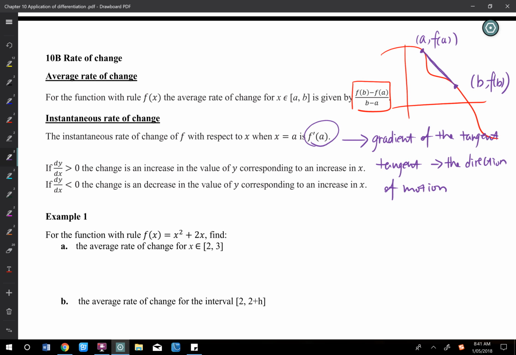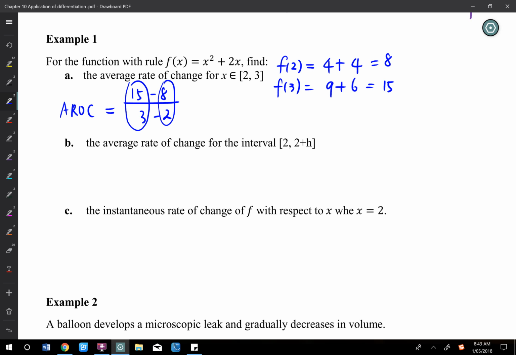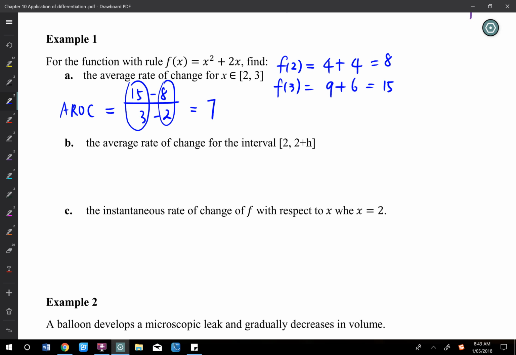Then I will use the average rate of change, where we subtract the y values and subtract the x values. The value in the front must be a pair of coordinates, and this must be a pair of coordinates. You can't go 15 minus 8 and then divide by 2 minus 3. That's wrong. The one in the front must be one coordinate, and at the back must be one coordinate. So we have 7. For each unit of x increase, your y value increased by 7 units.